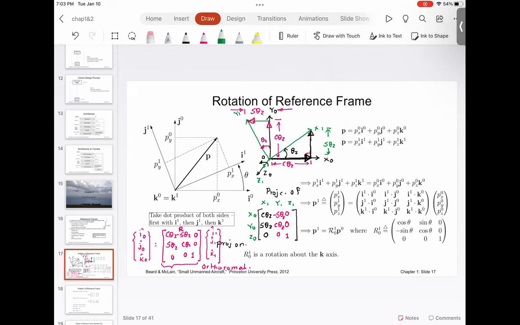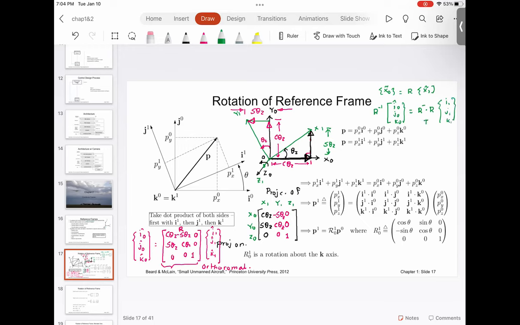So I have, I would call it just X0 is equal to R X1. I pre-multiply by the inverse on both sides. So I have R inverse, which is I0, J0, K0, is equal to R inverse multiplied by R, which is I1, J1, K1.